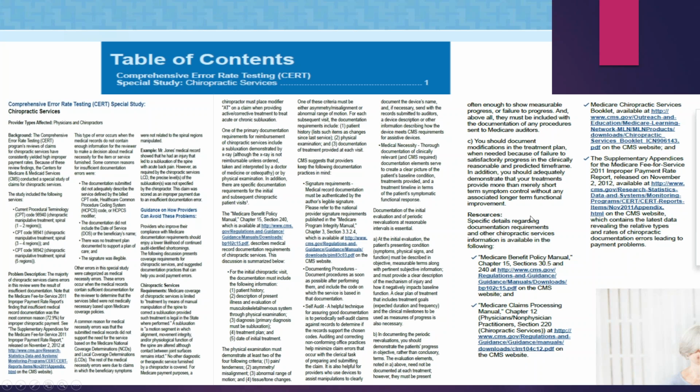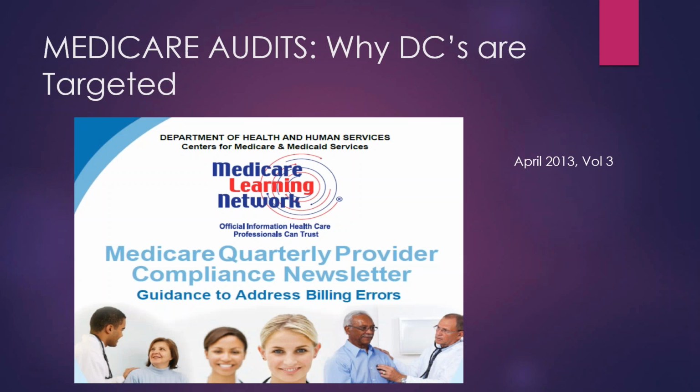There were a number of medical specialties in this guidance, but there was a special study done, and this is a copy of the entire document that shows the comprehensive error rate testing on chiropractic services. I'm not going to make you read all of this, but if you ever want to get a copy of that special study, you can go to cms.gov and type in the search engine the name of the document. Coming back up to the front is the Medicare Quarterly Provider Compliance Newsletter, April 2013, Volume 3. And this is where the full document would be.